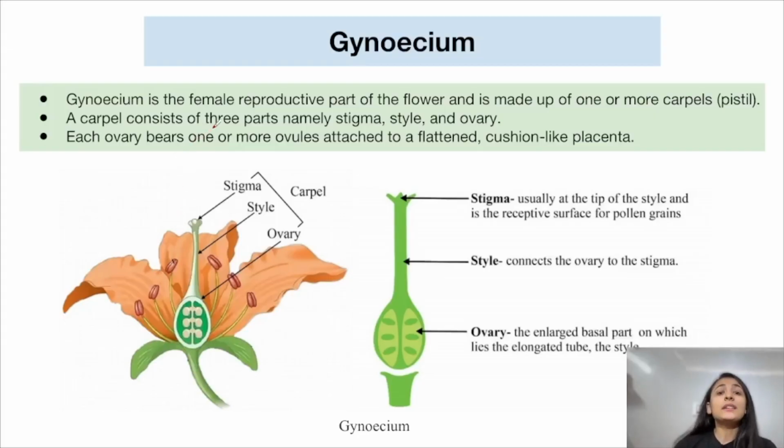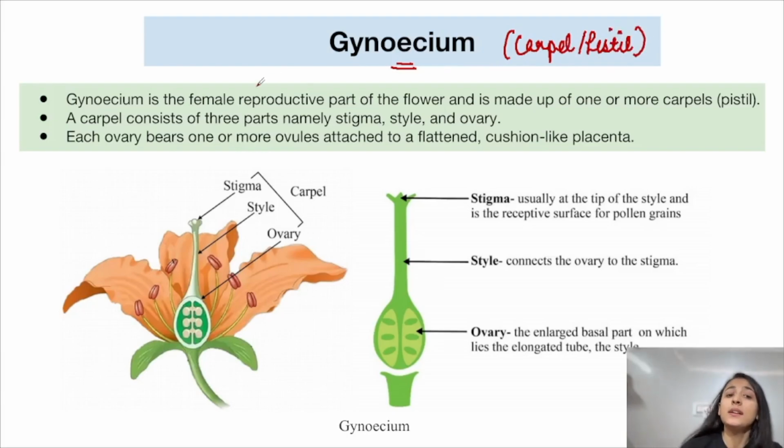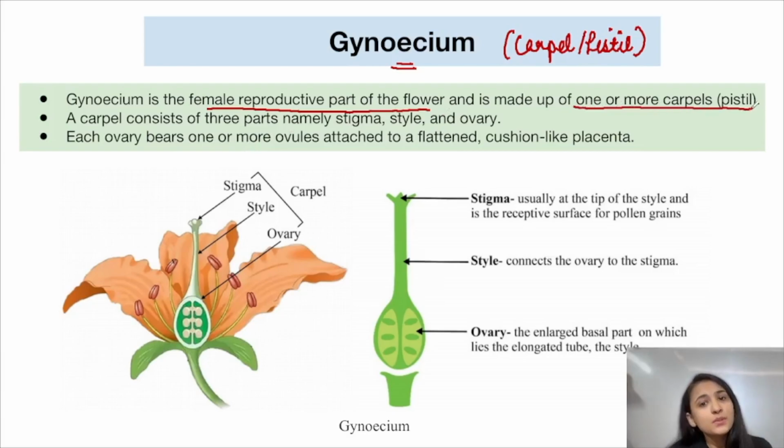Now let's come to our innermost wall, which is the gynoecium, which is the wall of carpels, or you can also call it as pistils. Okay, one and the same thing. It is the female reproductive part of the flower. It is made up of one or more carpels or pistil. Now a carpel, if we look at the structure of a carpel, it is divided into 3 parts. This is how a carpel looks like.